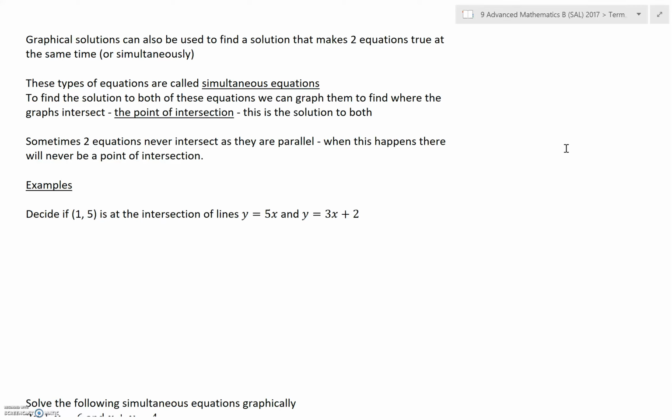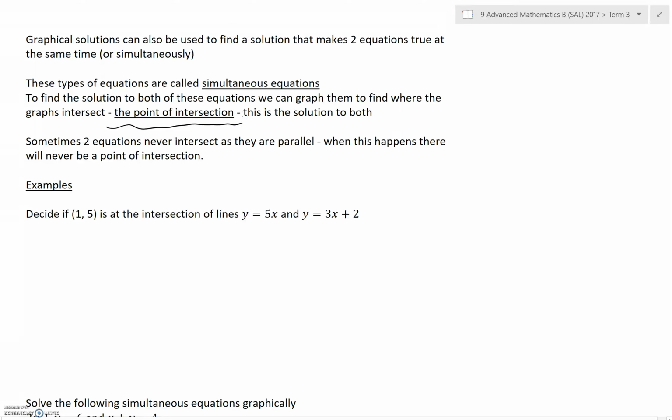So when we're solving two equations at the same time, or simultaneously, it's something called simultaneous equations. Next year in 10 Advanced Maths, you're going to learn how to solve these algebraically, but this year we're just going to work on solving them graphically. So the good news is to find these solutions, we just have to find a point which makes them both true, which is called, in this case, the point of intersection.